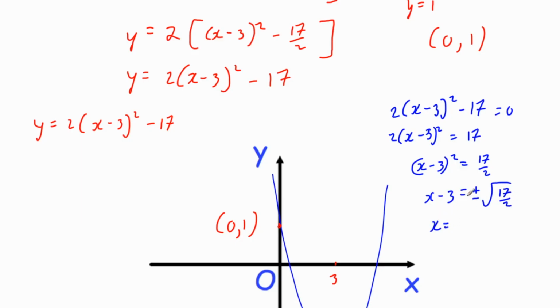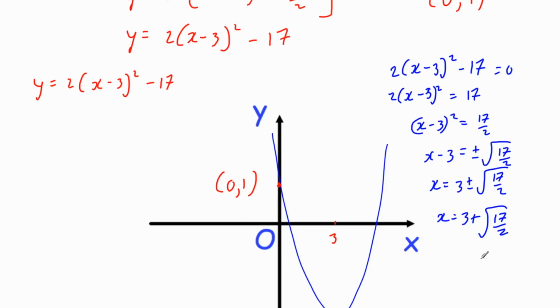That'd be x equals, and whenever I add 3 to both sides here, I need to put the 3 in front of the plus or minus, so I'm going to get 3 plus or minus the square root of 17 over 2. And that means we'll have two solutions, that either x equals 3 plus the square root of 17 over 2, or x equals 3 minus the square root of 17 over 2. So the point here would be the smaller one, 3 minus root 17 over 2, 0. And the coordinate here would be 3 plus the square root of 17 over 2, 0. And that's it.